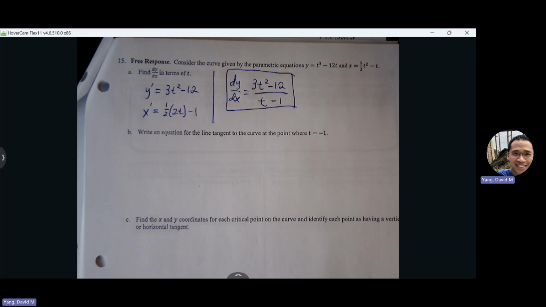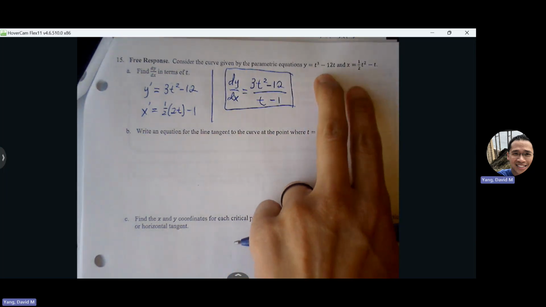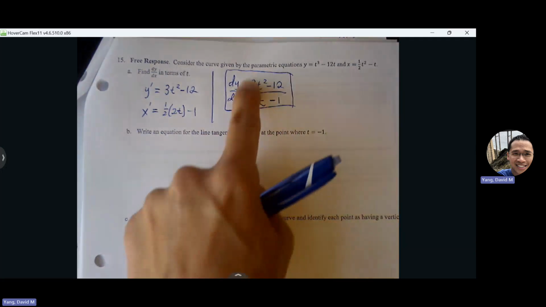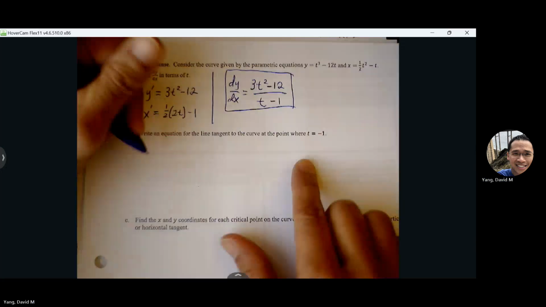Okay, just power rule for y prime, power rule for x prime, and then just put them over each other. Okay, find the equation of the tangent line. So -1 in for t to get our x value and our y value, -1 in for t into your derivative to get your slope, and then point-slope form.